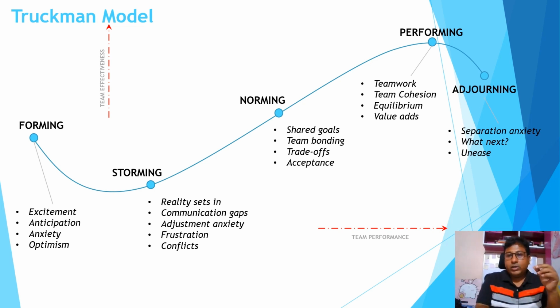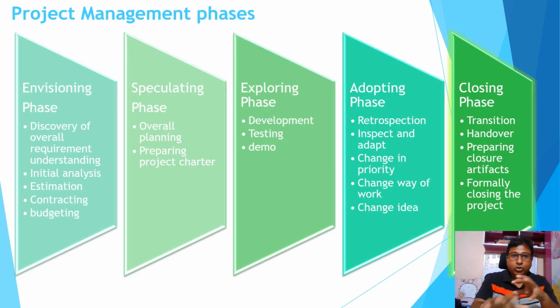Now we'll see how we formally define this in project management or program management terminologies. So these are the program management phases in the agile world or any other world. There are 5 phases: envision phase, then speculation phase, then exploring phase, adapting phase, and closing phase. You can correlate this with the Tuckman model. The envision phase is basically the discovery phase, where we understand the requirements, do the initial assessment, do the estimation, and do the contracting and budgeting, to get into the project.